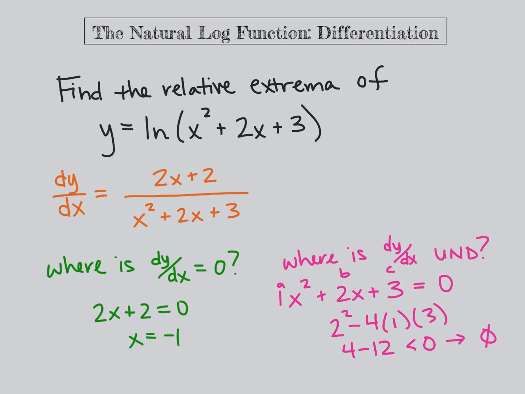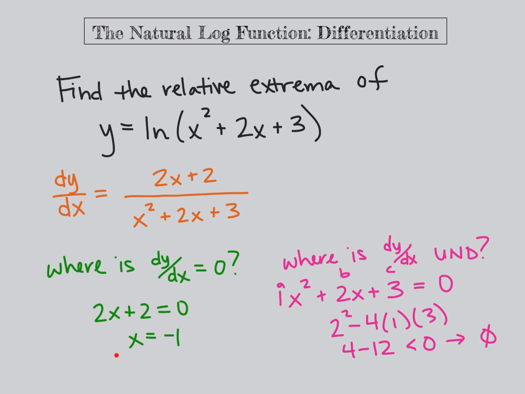Now I do want to make sure, because this is a natural log function, that what's on the inside here is positive. That's the domain of any natural log function. As we know, its input has to be positive. If we plug in -1 for x here, we'll have 1 minus 2 plus 3. That is a positive number.